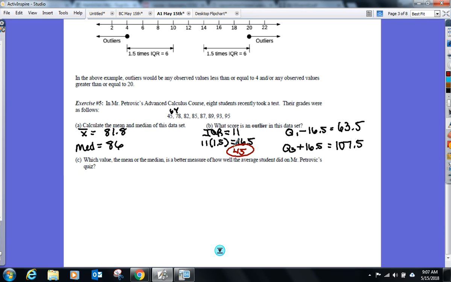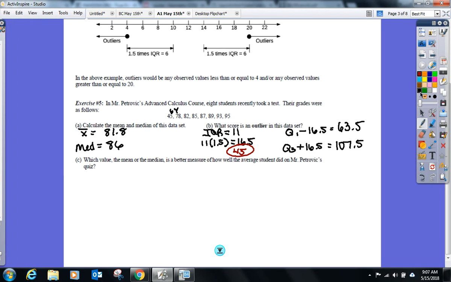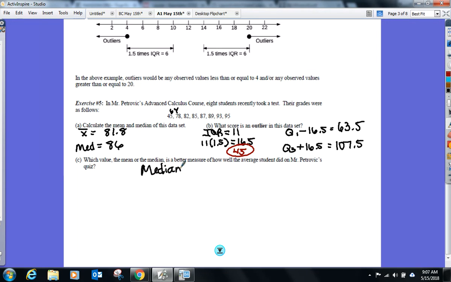Meaning from what you learned today, which value tells the average better if there's an outlier? Median. Yep. Because an outlier throws off the average big time. Whoever got that 45, thanks.